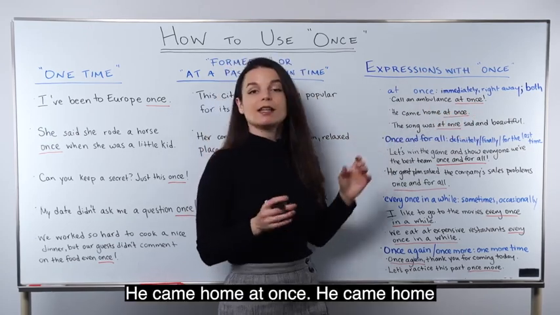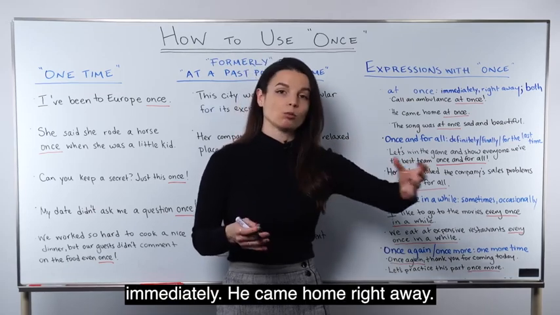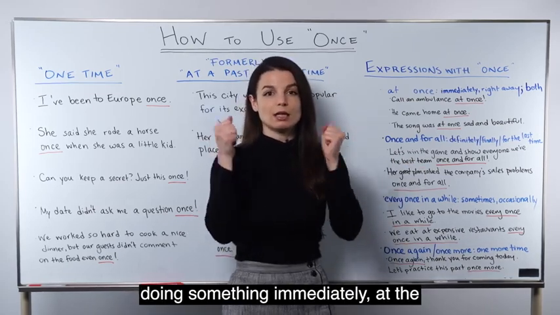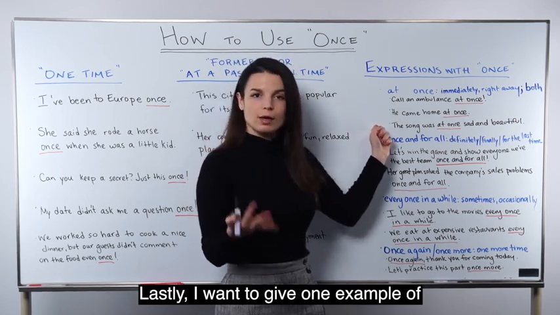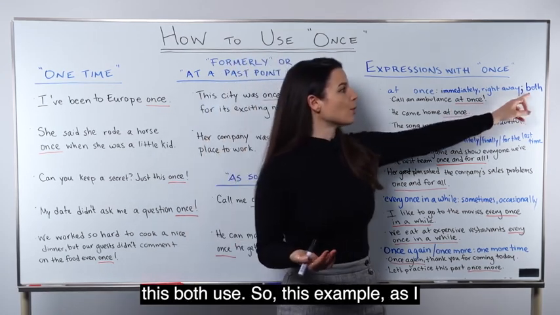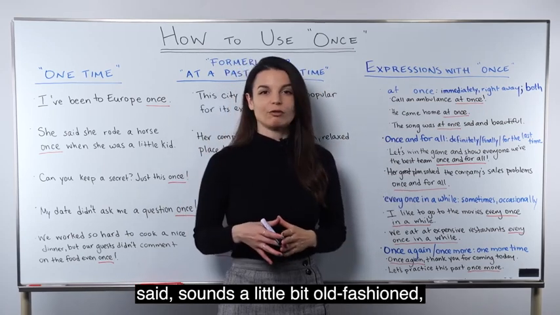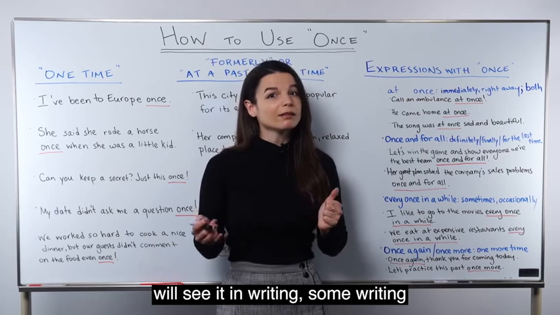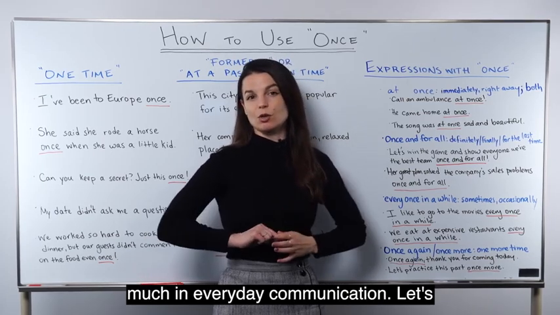One more. He came home at once. He came home immediately. He came home right away. So at once expresses this feeling of doing something immediately at the moment. Lastly, I want to give one example of this both use. So this example, as I said, sounds a little bit old-fashioned and we don't use it so much. Maybe we'll see it in some writing pieces somewhere, but we don't use it as much in everyday communication.